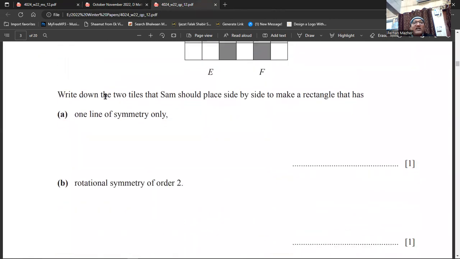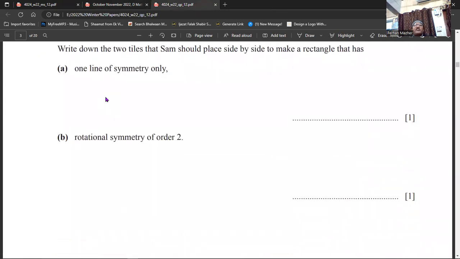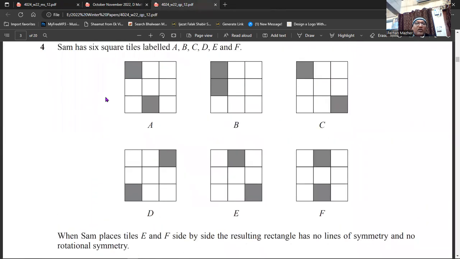Okay. Then he says B part, rotational symmetry of order 2. So you have to place two tiles together out of these four so that the rotational symmetry you get is of order 2.